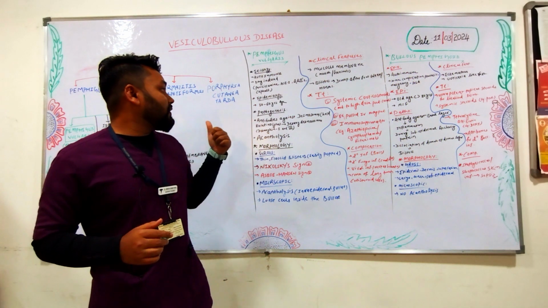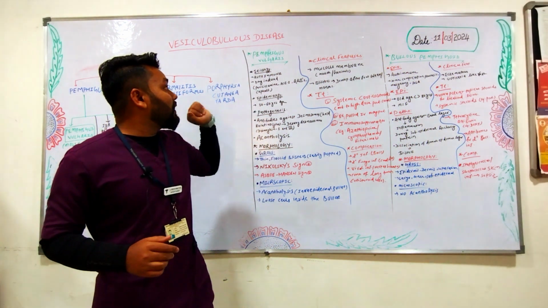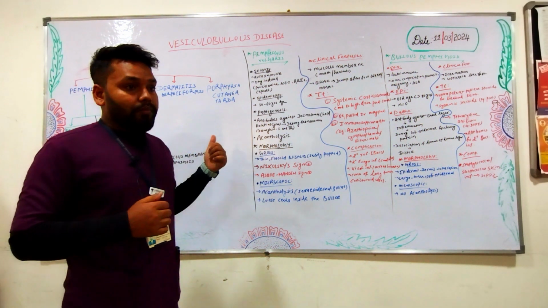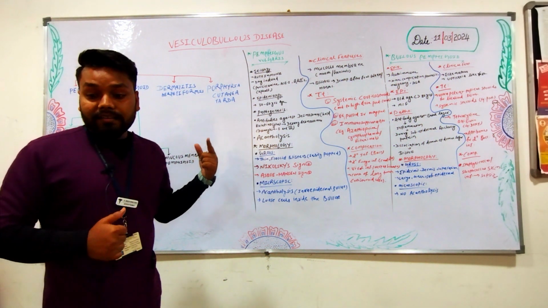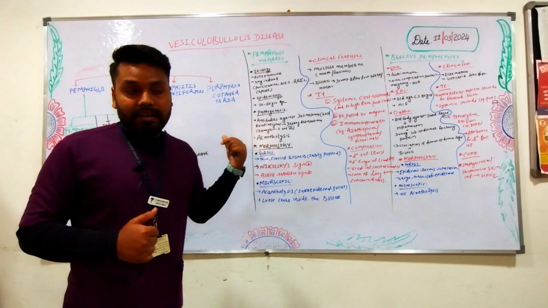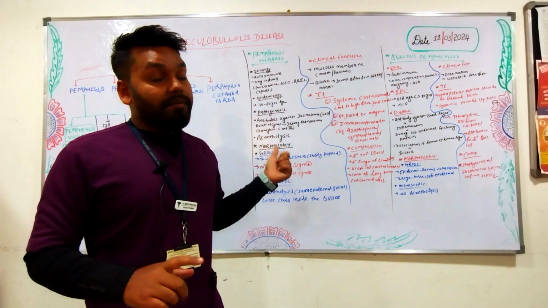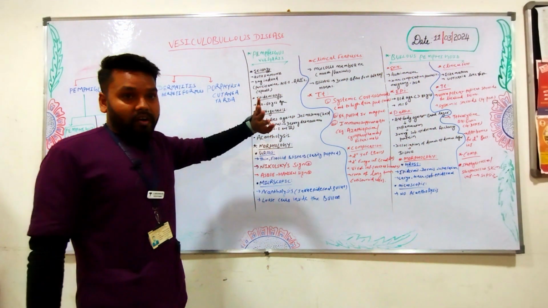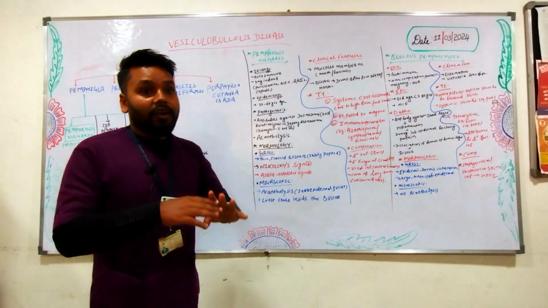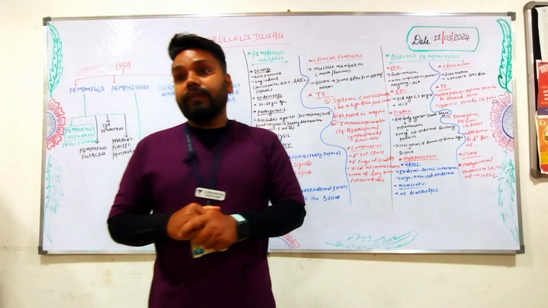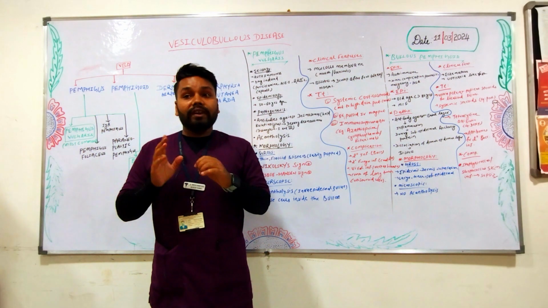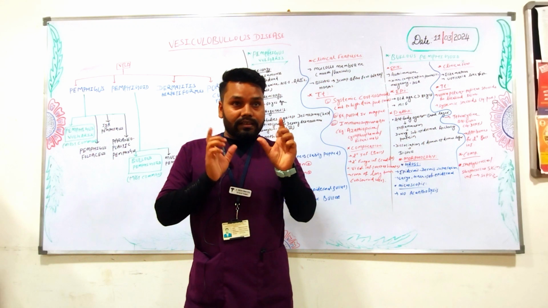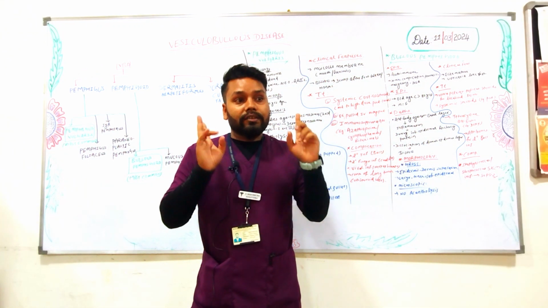Pemphigus vulgaris is most common in people of Jewish and Indian descent. Then pathogenesis: I told you both are autoimmune, so antibodies attack some cells. In pemphigus vulgaris, the antibody attacks desmosomes. Desmosomes are the proteins which connect 2 different cells.